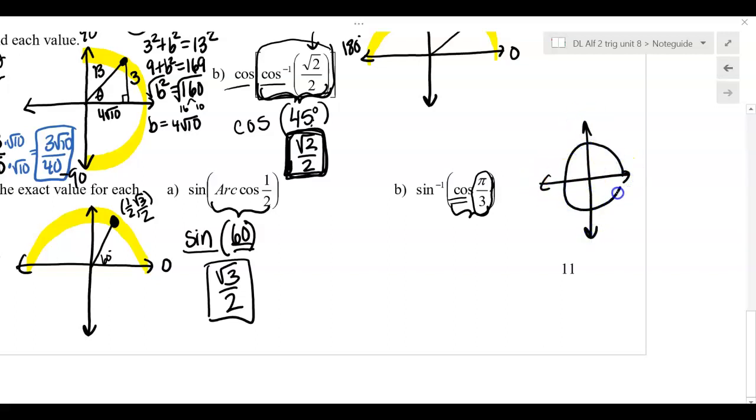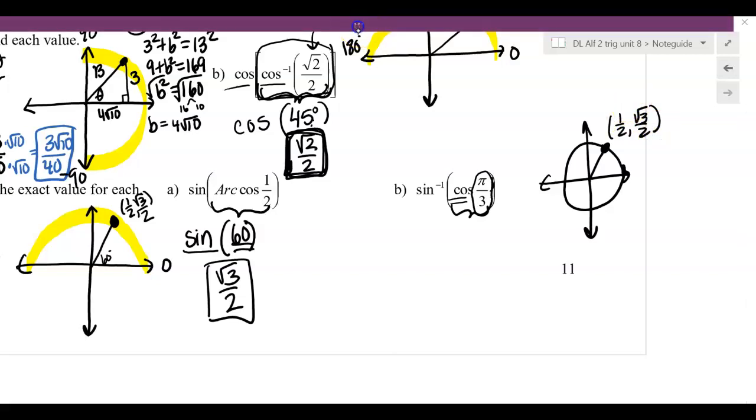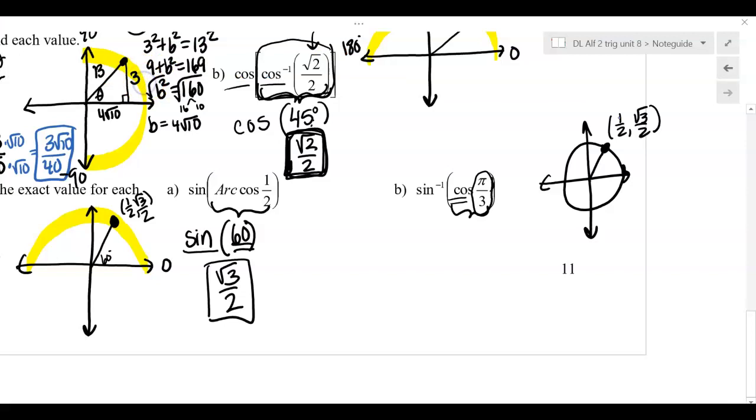So pi over 3 is the same as 60. So it's right here at this location where the coordinates are 1/2, rad 3 over 2. The cosine is the x-coordinate. So the cosine is 1/2. This is just like a question you would have been asked on your Skill 5 homework where we practiced sines, cosines, and tangents with radian angles. So this is 1/2.